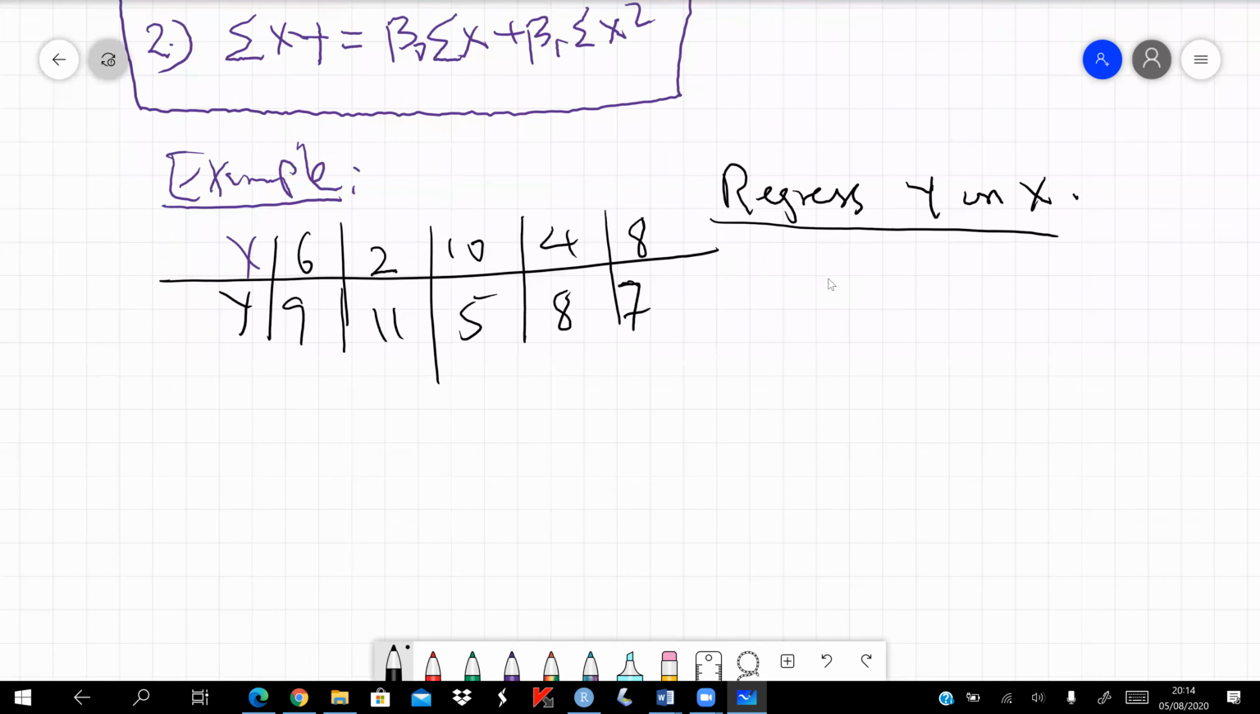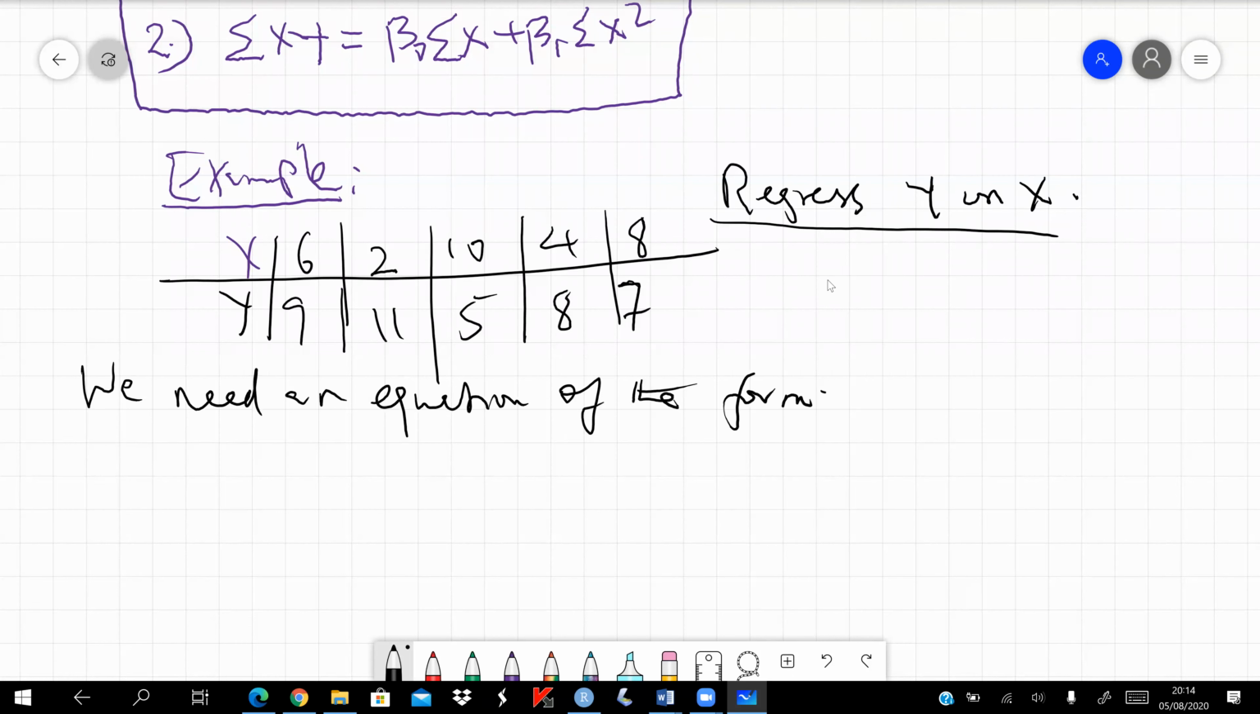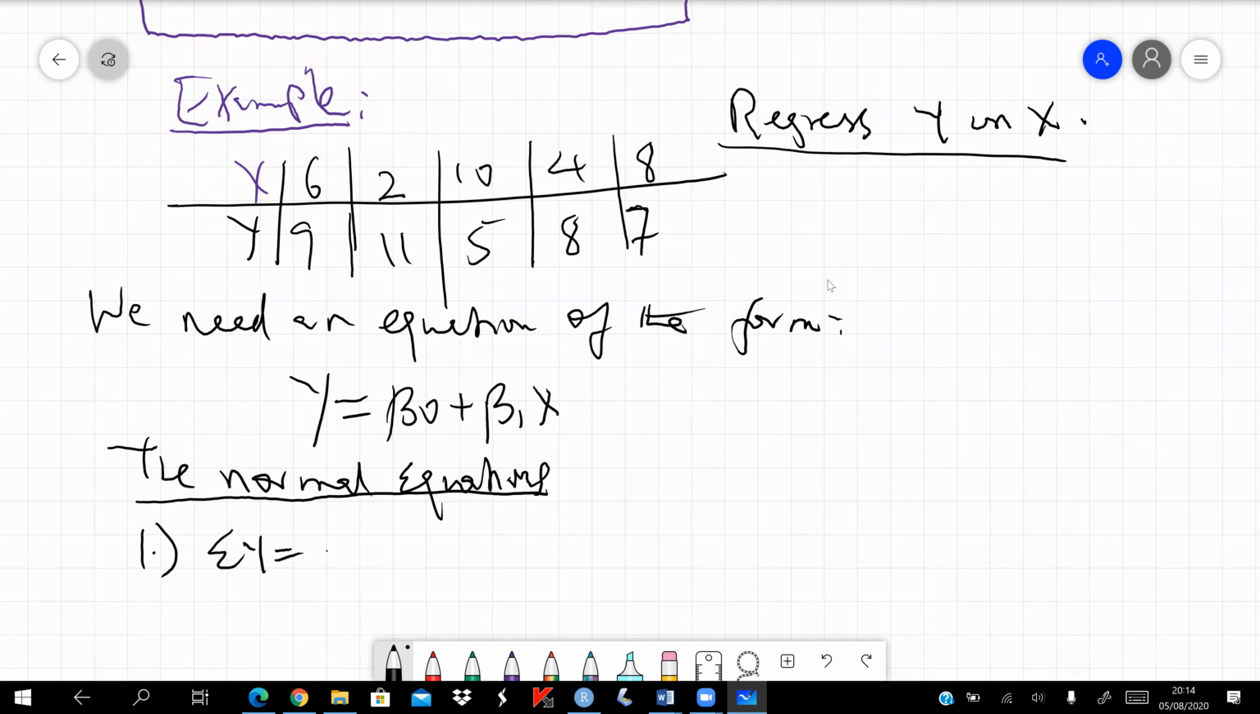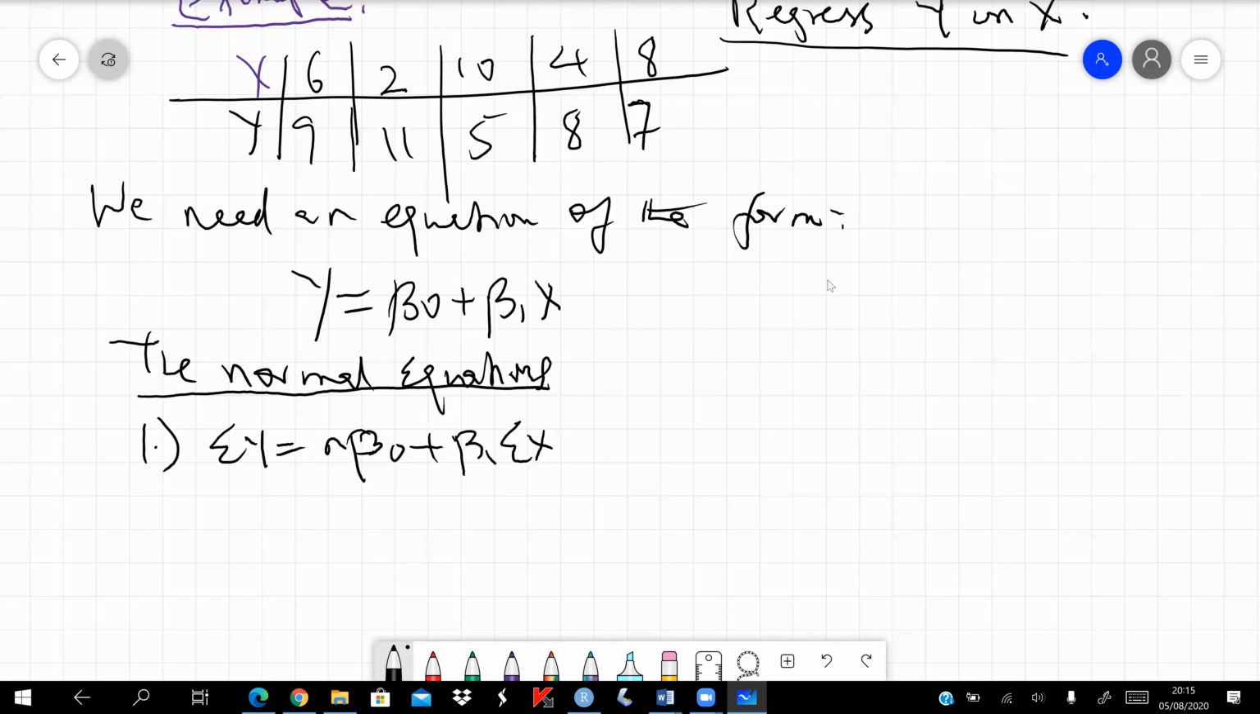When you're told to regress Y on X, it means that we need an equation of the form Y is equal to beta naught plus beta 1 of X. So you want to predict Y given values of X. The normal equations corresponding to this regression equation will be the first one, summation of Y is equal to N beta naught plus beta 1 summation of X. And the second normal equation will be summation of XY is equal to beta naught summation of X plus beta 1 summation of X squared.